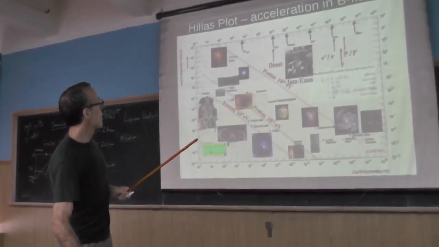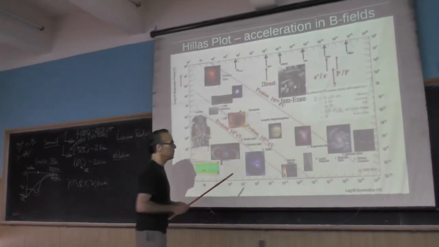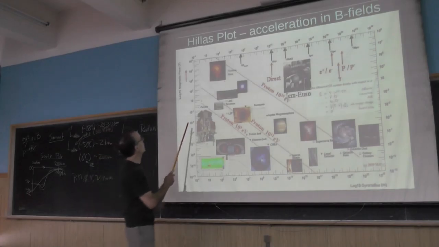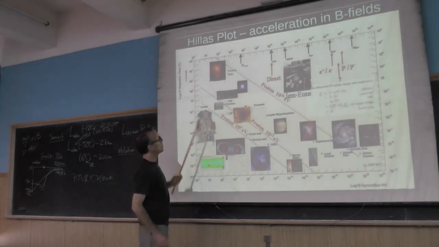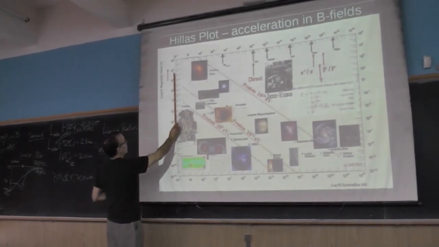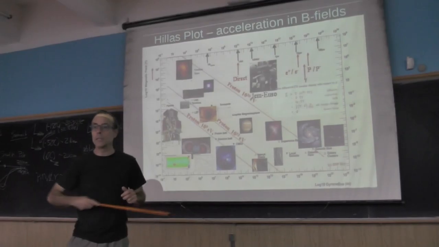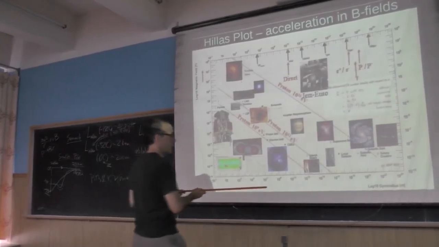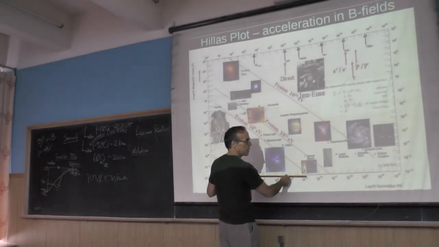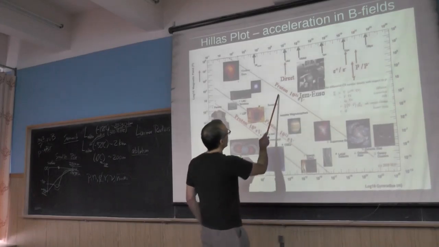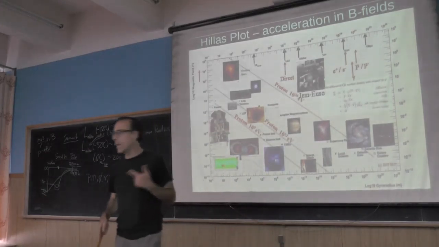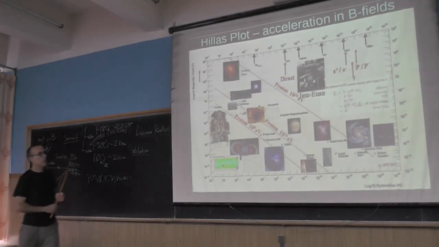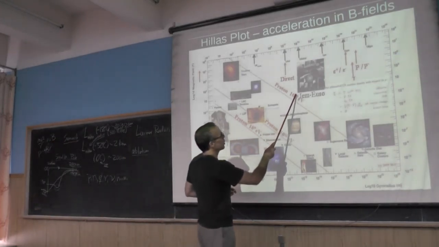Okay, and that's all summarized in this plot called the Hillas plot. The Hillas plot is a two-dimensional plot, which you've probably seen before, which plots on one axis the magnetic field of a possible source in the sky versus the scale, the size of that source. In order to get very, very high energy particles, you need to have the product of B times R be sufficiently high that you can reach 10 to the 20th electron volt.